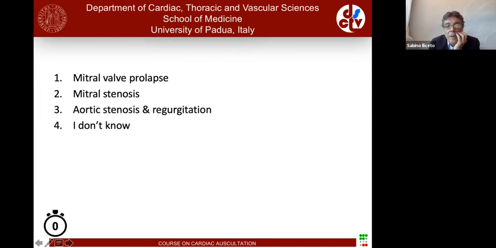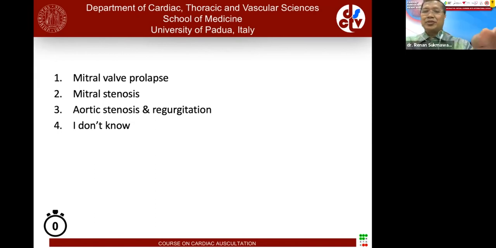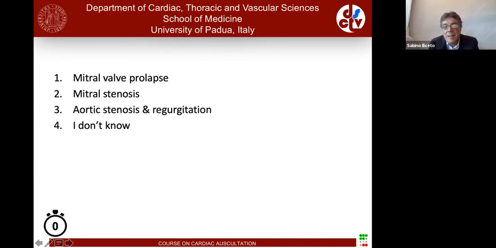Okay, so nice. Do you see the results? Yeah, clearly. Very interesting. This is the most interesting part of this course. So we have one fifth that say mitral valve prolapse, an equal number on mitral stenosis, and aortic stenosis or regurgitation. I think the highest is the third one, right? So let's see where the truth is.